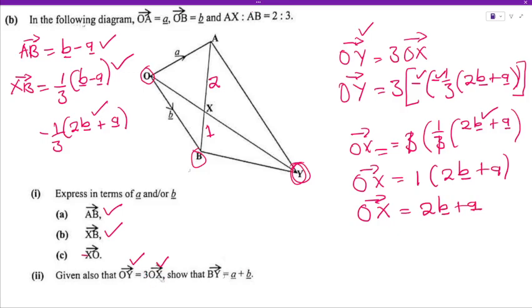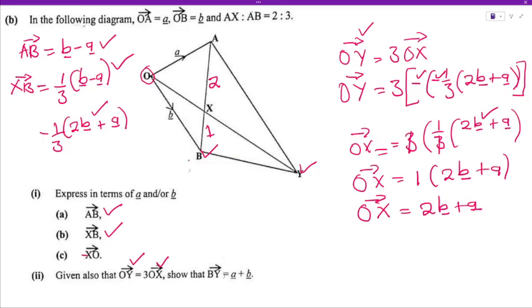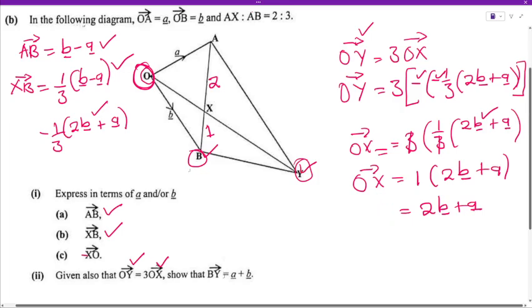Now having found OX, we can go to our question, which is asking us to find BY. How can you move from B to Y? To move from B to Y, we can move from B to O, and then from O to Y, because we have been told that OY is equal to 3 times vector OX. So this is actually the final answer here, which is OY.